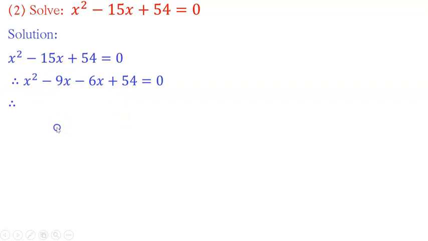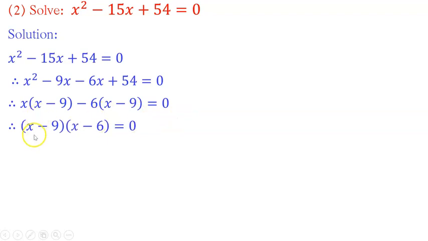From the first two terms take x common, then in bracket you will get x minus 9. From these two, take minus 6 as common, then in bracket you will get x minus 9 is equal to 0. Take x minus 9 in first bracket common from these two terms, and the remaining terms x minus 6 in the second bracket.